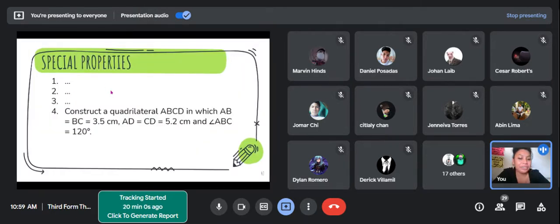Question number 4 says construct a quadrilateral ABCD where AB is the same length as BC and both of them measure 3.5 centimeters. But also AD and CD measure the same thing, which is 4.2 centimeters. And angle ABC is 120 degrees.